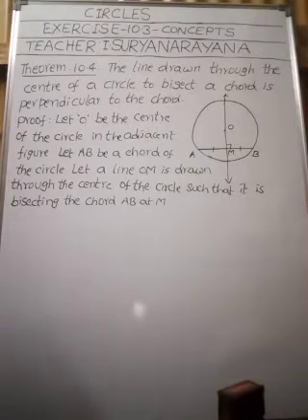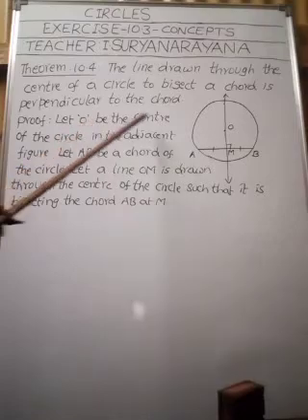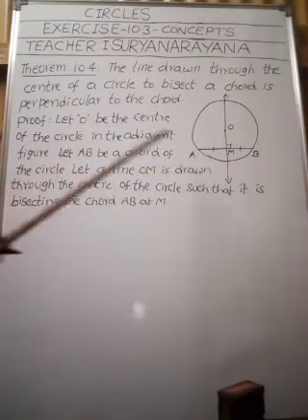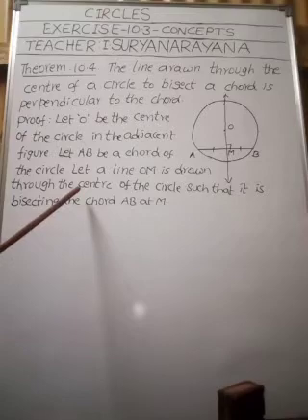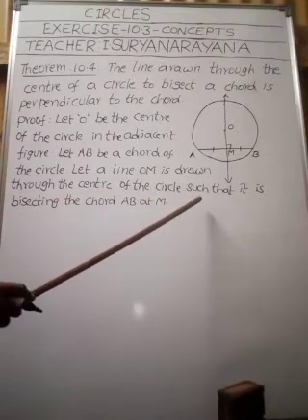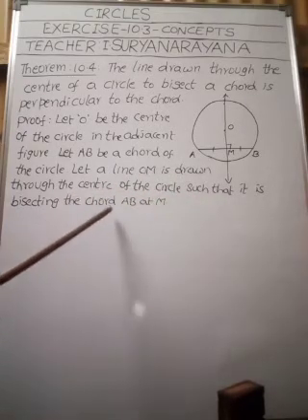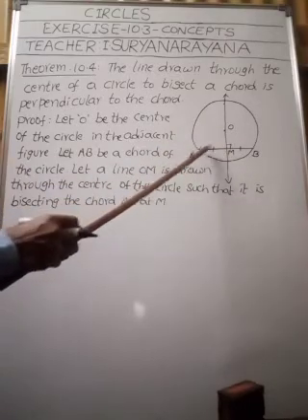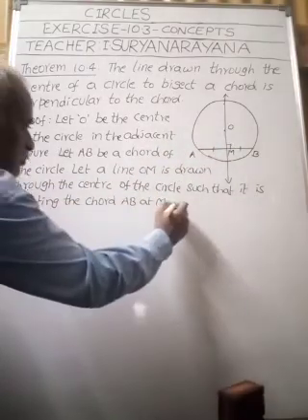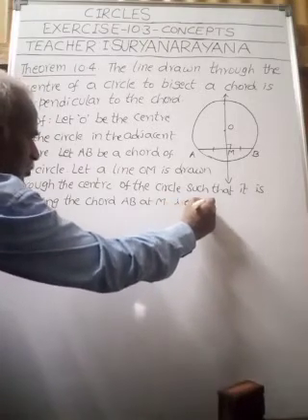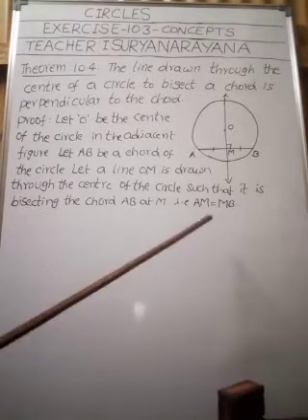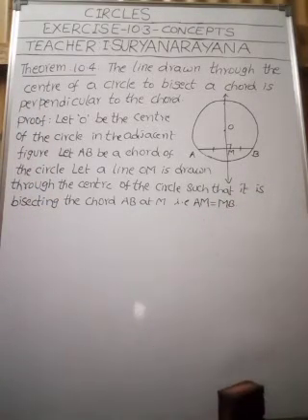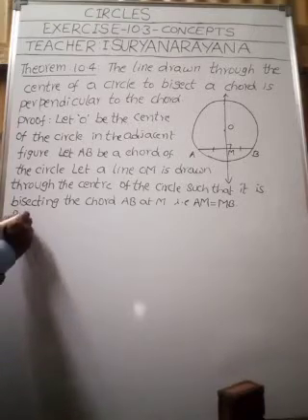Understood this point, my children? Here we have taken O as the center of the circle. In this adjacent figure, let AB be a chord of the circle. Let a line OM be drawn through the center of the circle such that it is bisecting the chord AB at M. That is, AM is equal to MB. Understood this step? Right.